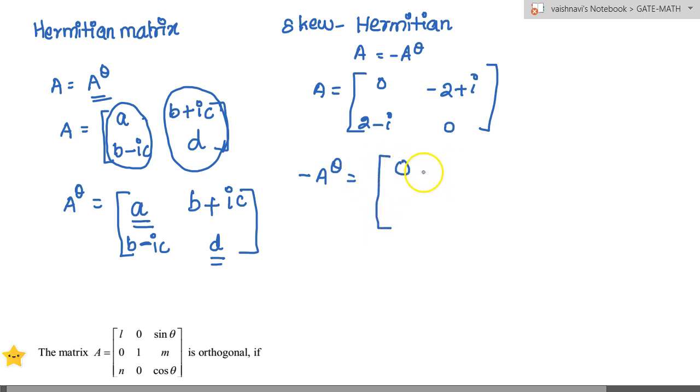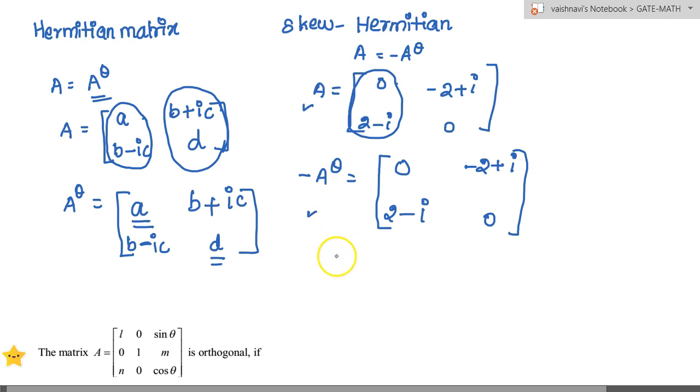You have to find the transpose first. This column I am writing as a row. So I am making the conjugate here, minus 2 plus i. And the next row I will make it as a column here. So after making the conjugate, it will become 2 minus i, 0. See, these both are equal, A and minus A theta. So this is called a skew-Hermitian matrix. And the skew-Hermitian matrix will be purely imaginary.